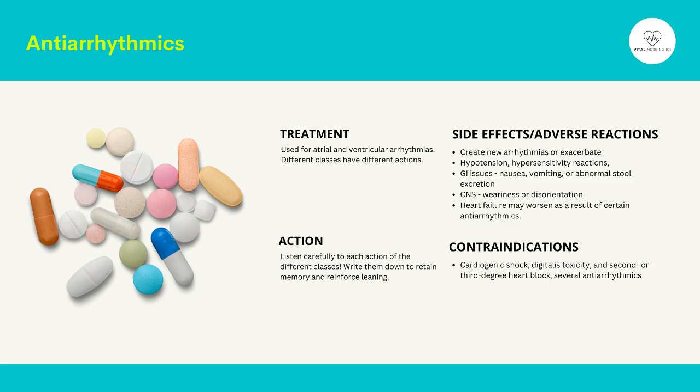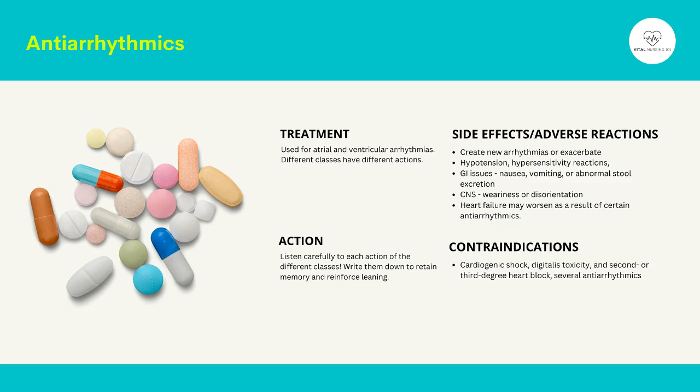Okay, now let's move on and learn about adverse reactions. The majority of antiarrhythmics can either create new arrhythmias or exacerbate pre-existing ones. Additionally, they may cause hypotension, hypersensitivity reactions, gastrointestinal issues including nausea, vomiting, or abnormal stool excretion, and central nervous system changes like weariness or disorientation. Heart failure may worsen as a result of certain antiarrhythmics. Bronchoconstriction is a side effect of Class 2 medications.